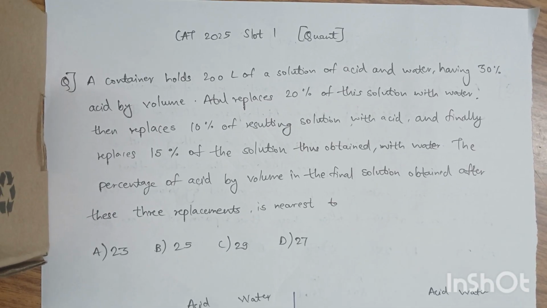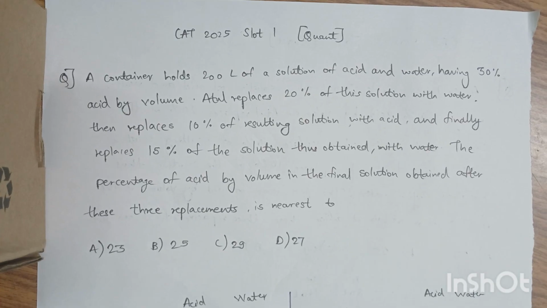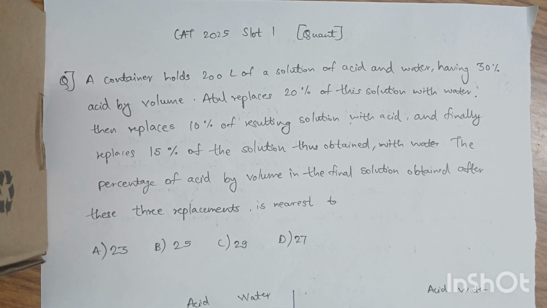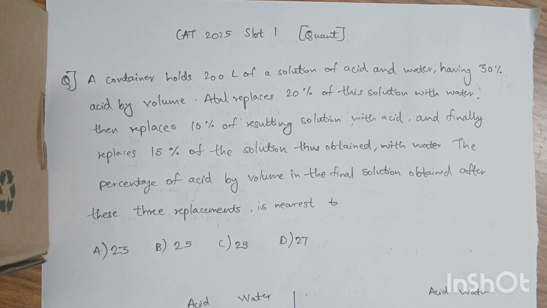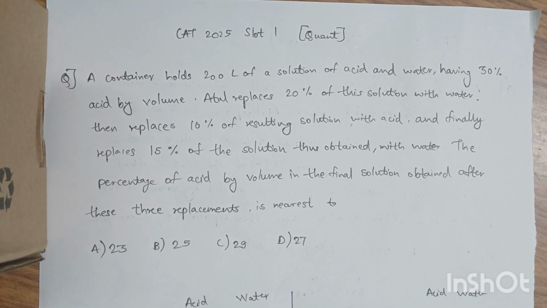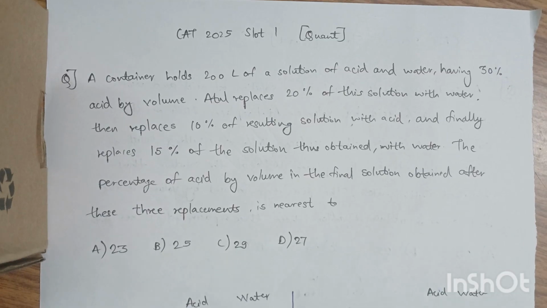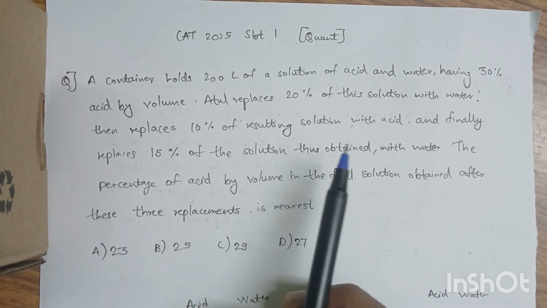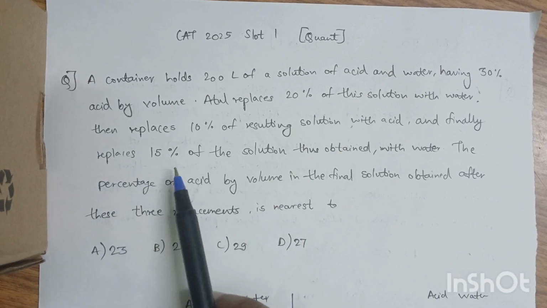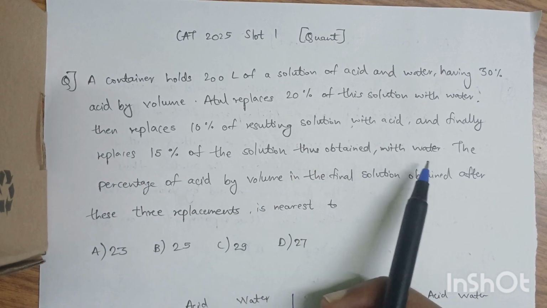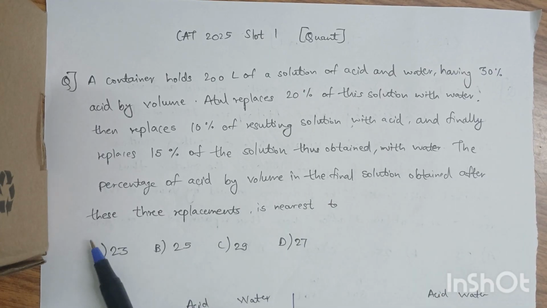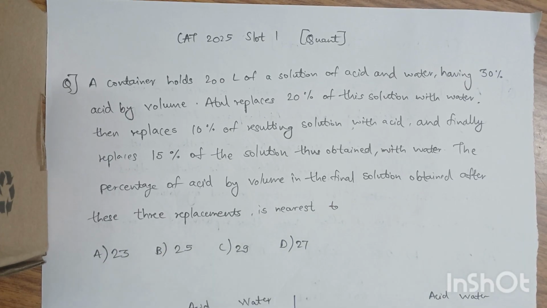So this is the final problem. The problem is from CAT 2025 slot 1 quant section. The question is as follows. A container holds 200 liters of a solution of acid and water having 30% acid by volume. Atul replaces 20% of this solution with water, then replaces 10% of the resulting solution with acid, and finally replaces 15% of the solution thus obtained with water. The percentage of acid by volume in the final solution obtained after these three replacements is nearest to.